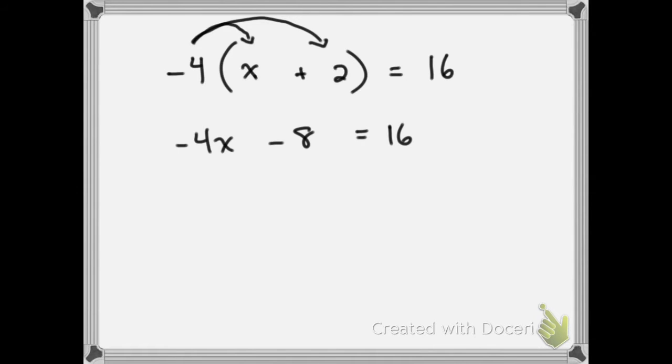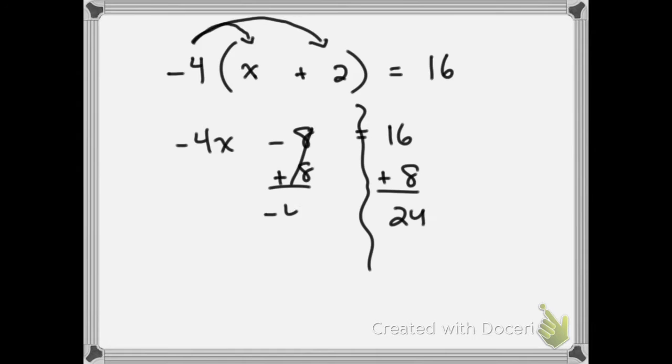All right, now it looks like our two-step equations. All right, so I draw my little river here, which is optional. We're going to add 8 to both sides. All right, 16 plus 8 is 24. And then we have the -4x. And remember, we're always going to divide or multiply last. So it's basically looking at PEMDAS in reverse. So we divide by -4. And 24 divided by -4 is -6.